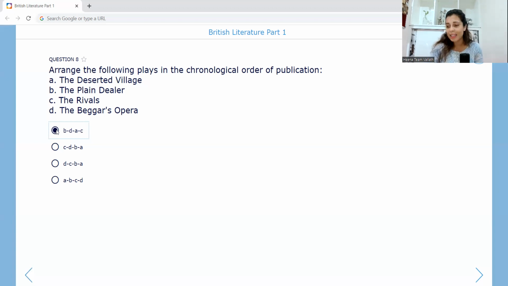Then comes A, The Deserted Village. This is a poem by Oliver Goldsmith of 1770. Okay, so The Deserted Village, 1770. And the last one is C, The Rivals, which is a comedy by R.B. Sheridan of the year 1775. So the answer is BDAC.